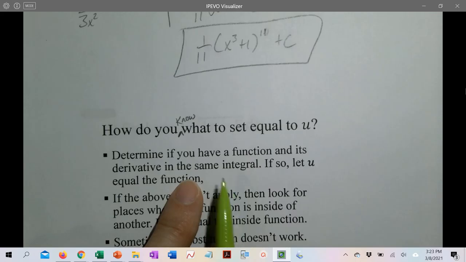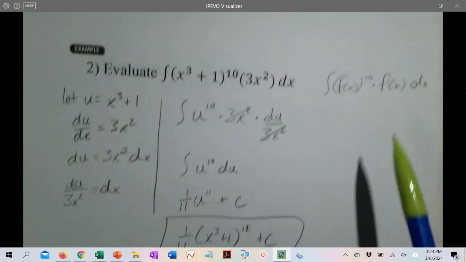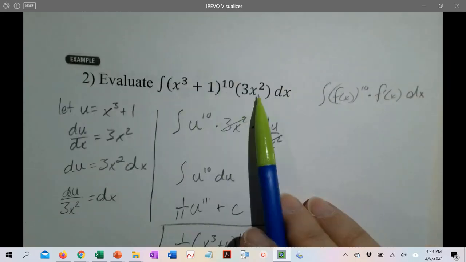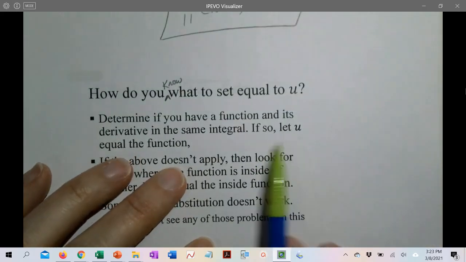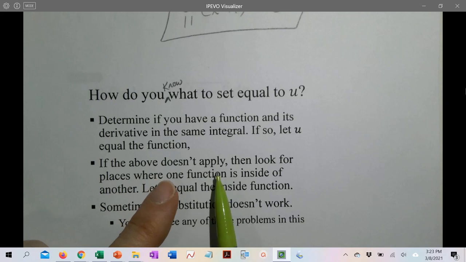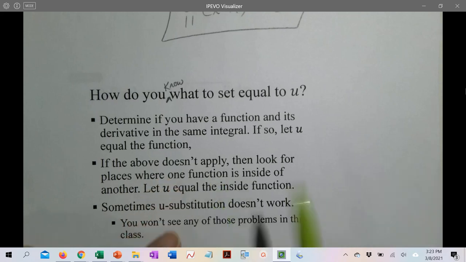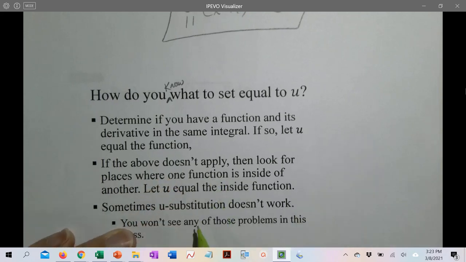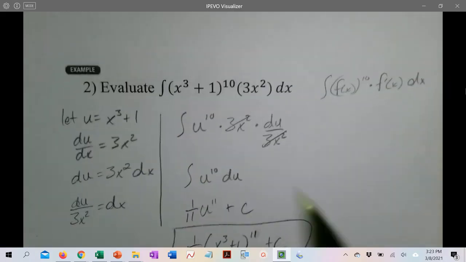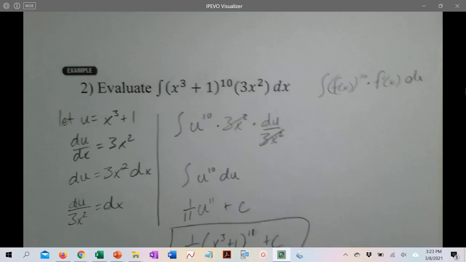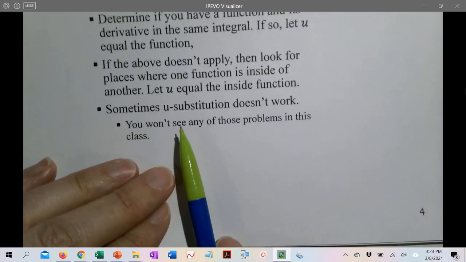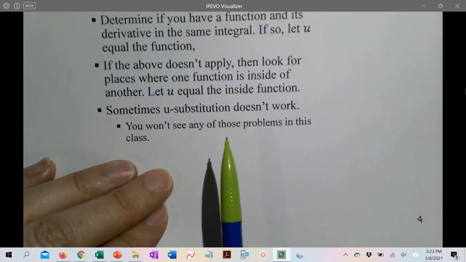So determine if you have a function and its derivative in the same integral. Like I was saying here, we have a function and its derivative within the same integral. And if so, you're going to let u equal the function. If that doesn't apply, look for places where one function is inside of another function and let u equal the inside function. So like this could also use your logic here. Let u equal that inside function. And then be aware that sometimes u substitution does not work.